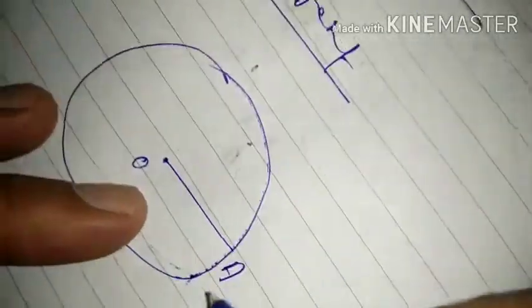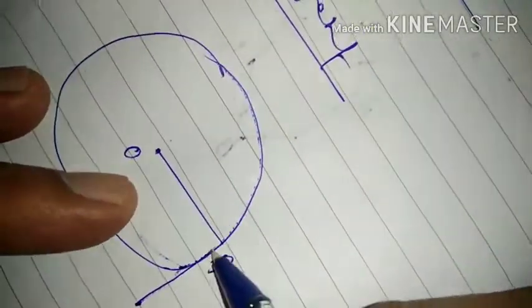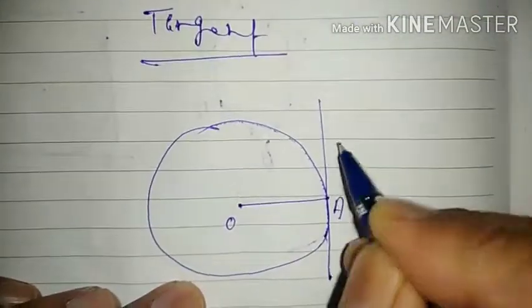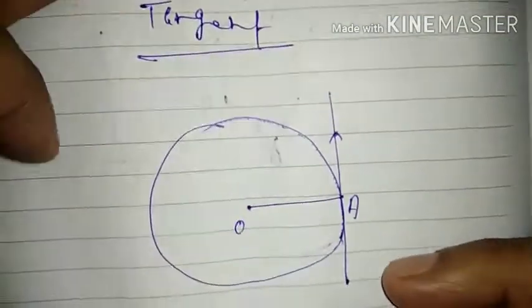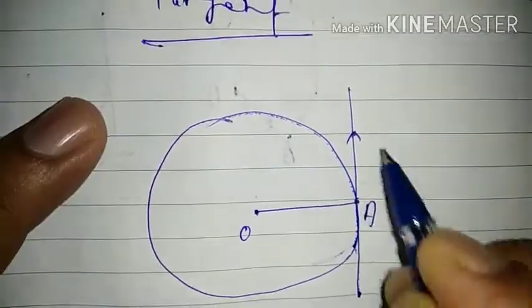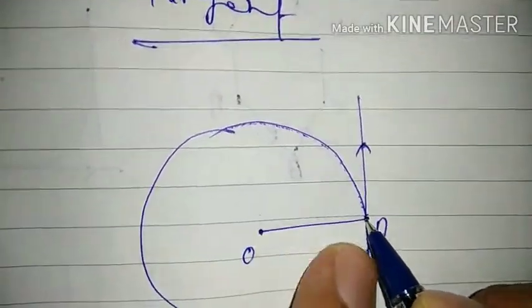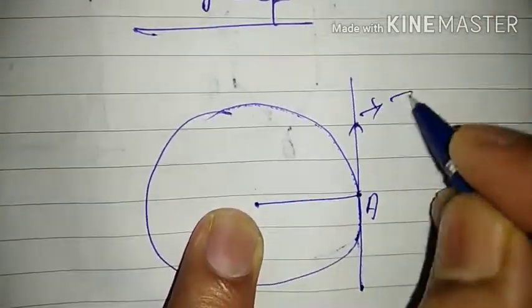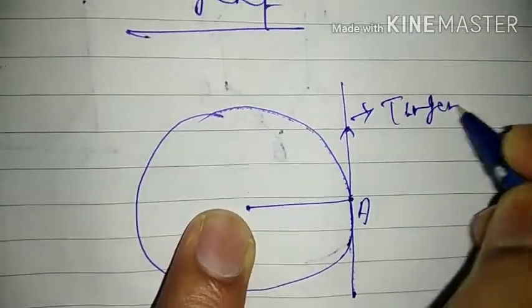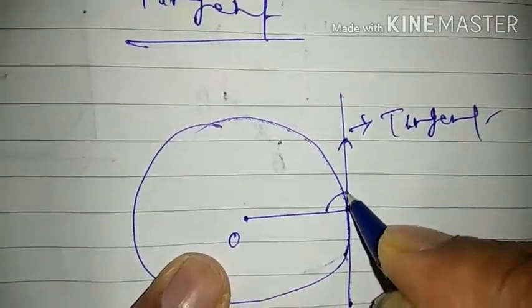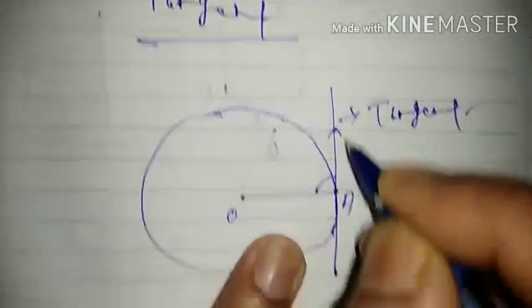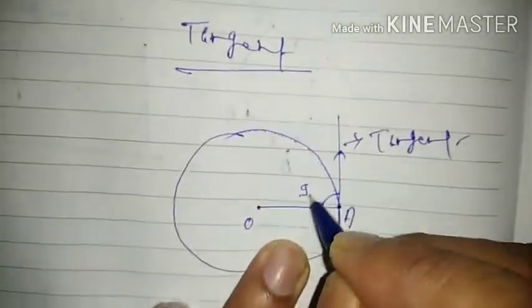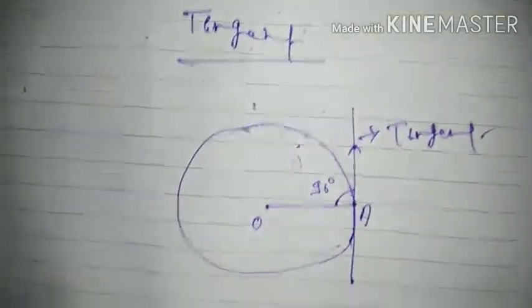Now, if we draw a perpendicular here, then at point A, this is the tangent. So the line perpendicular to the radius at any point of the circumference of a circle is called a tangent. This is the tangent. The angle between the radius and this perpendicular line is 90 degrees.